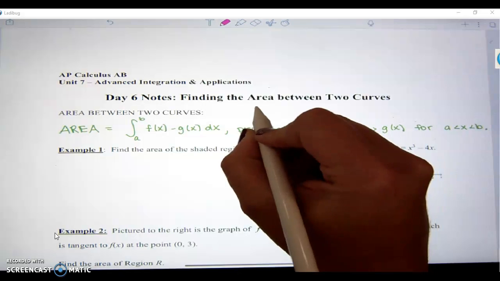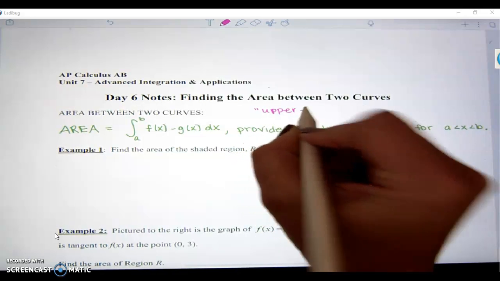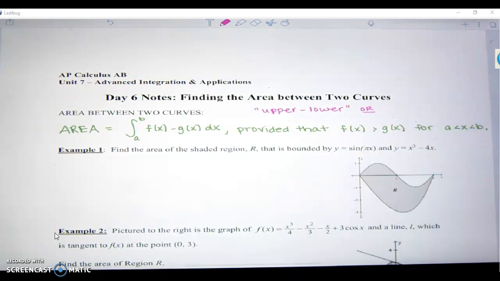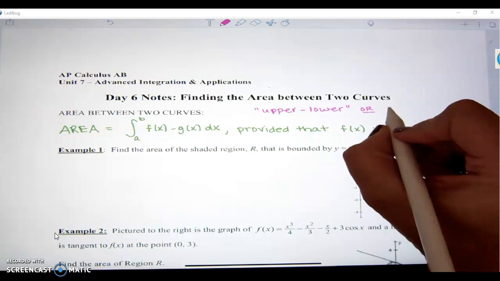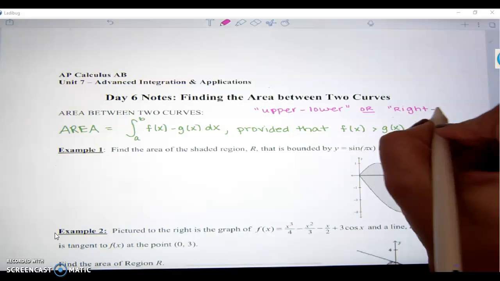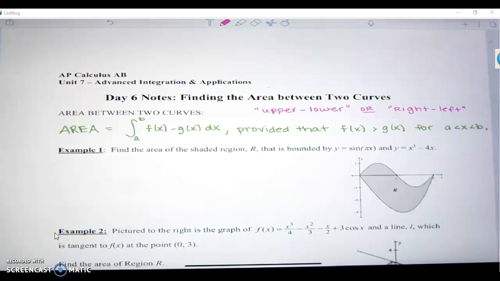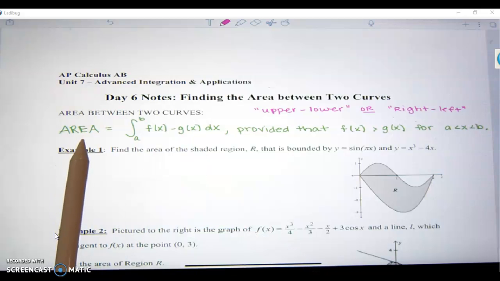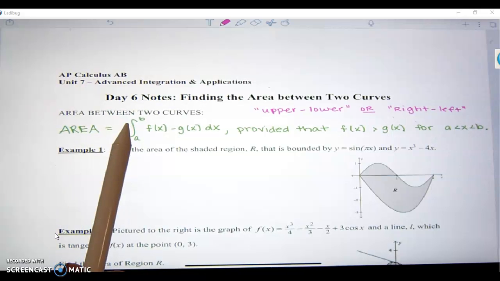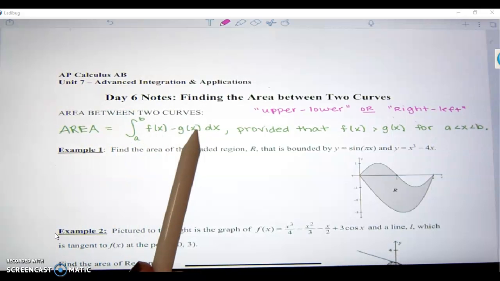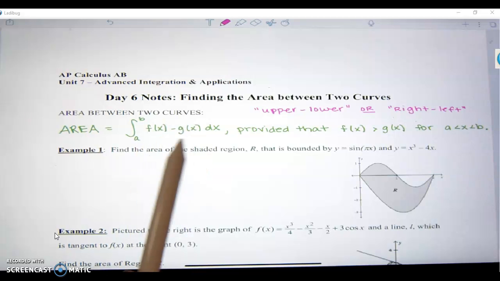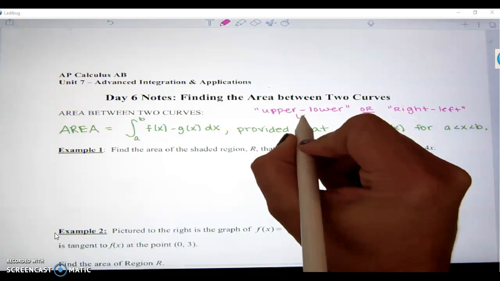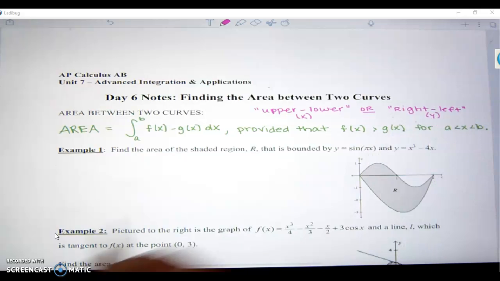So some ways to think about this is on the inside it's going to be upper minus lower, so the upper graph minus the lower graph, or if we're going from left to right, and we'll see some of those, we're going to be going from right minus left. Those are talking about this f of x minus g of x here. So the area, we already know area under the curve is the integral, so it's going to be the integral from a to b of the upper minus the lower, or the right minus the left. This will be in terms of x or y depending on it. If you're doing upper minus lower, this would be in terms of x. If we're doing right minus left, this would be in terms of y.